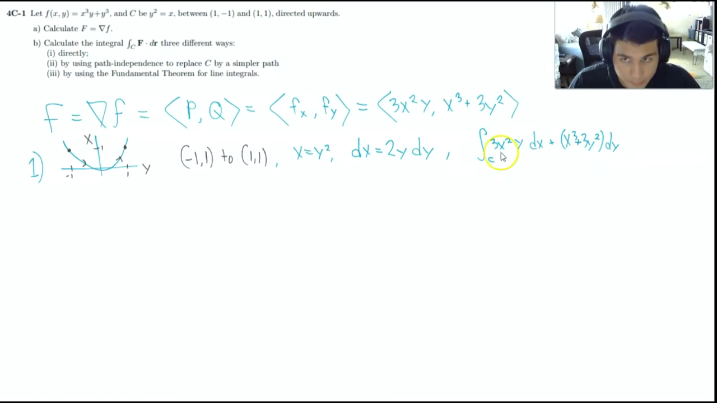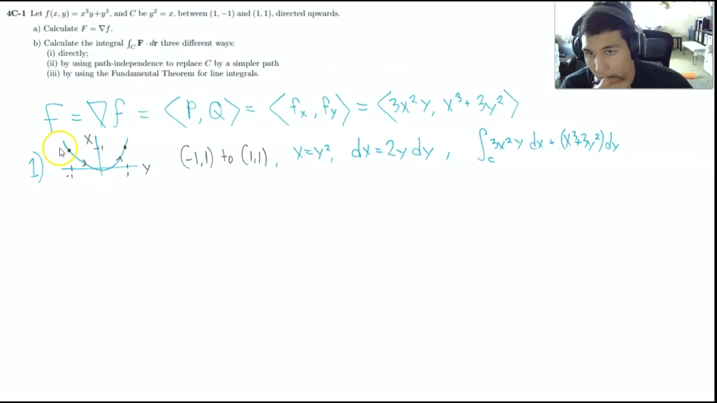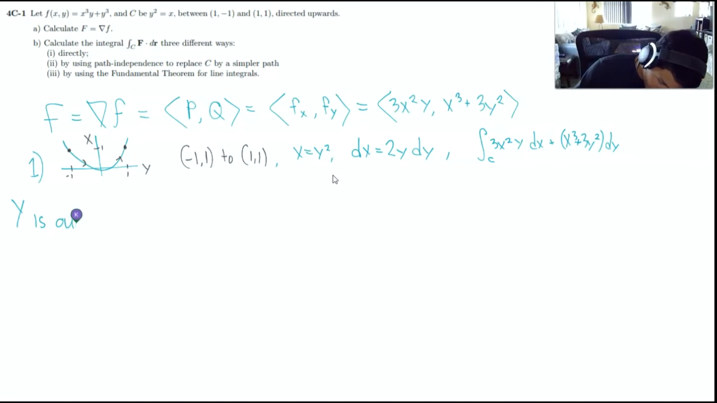Okay, so now we want to convert this fully into one variable, and we just got to pick that variable. I usually like to pick it by looking at the graph. Okay. I think we should let y be our main variable, because that way we could have our bounds be -1 to 1, which is really easy to describe if y is our main variable. So let's do that. Let's just write y is our main variable.